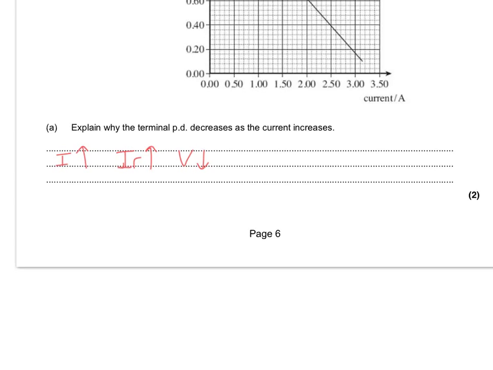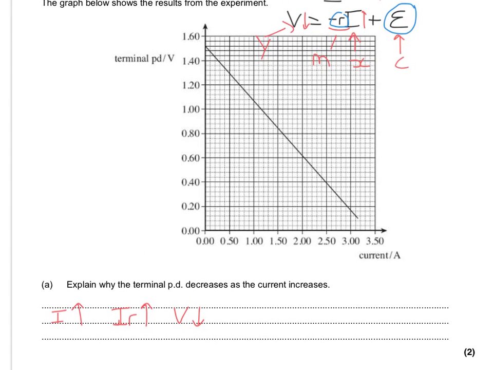Okay, so that's that. The next question asks you to calculate the EMF from your graph. While I'm still looking at the graph, let's do that. We can see that the EMF is your y-intercept here, and your y-intercept is at 1.52 volts. You might need to look a little closer to work that out, and you are allowed plus or minus 0.01, so there's a little bit of tolerance there to get it right.